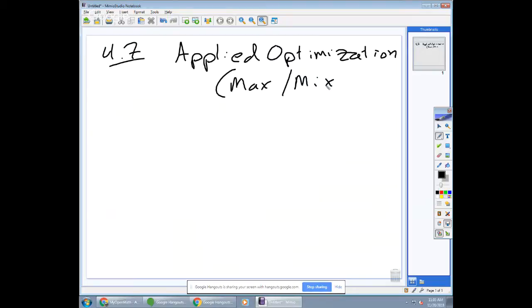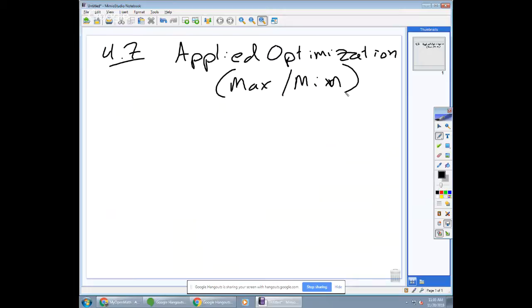So either we're going to try and do something like maximize the volume a container can hold, or maybe we know the volume the container needs to hold and we want to minimize the surface area. And we'll do one of each of those problems today and do some more tomorrow.